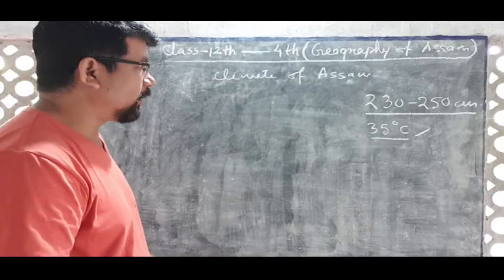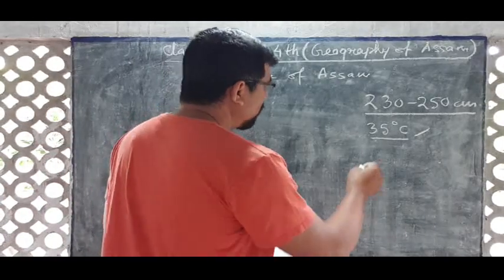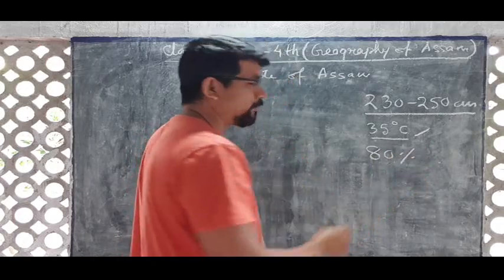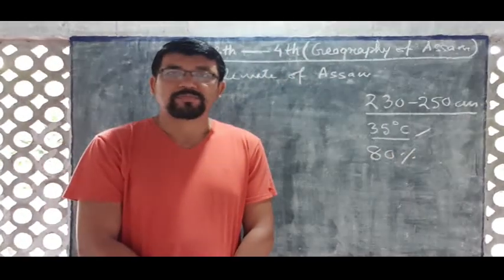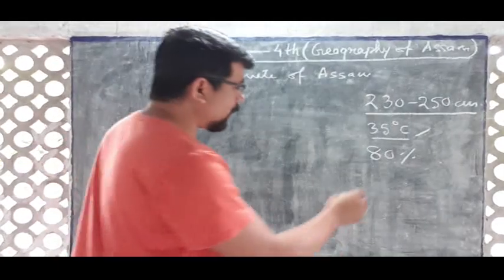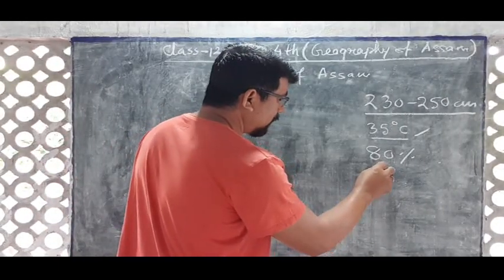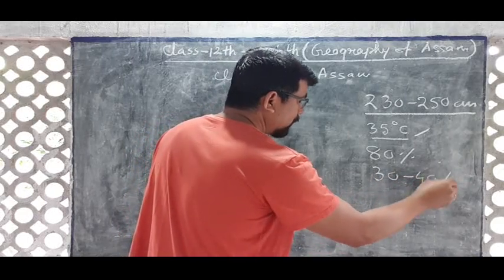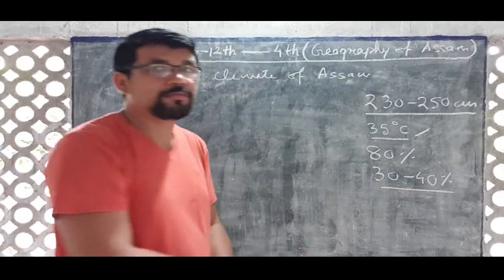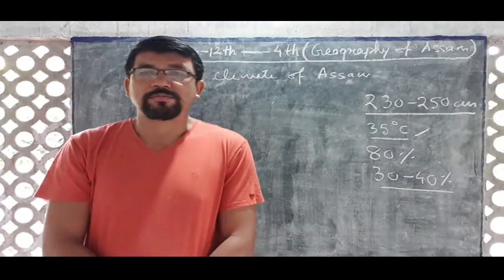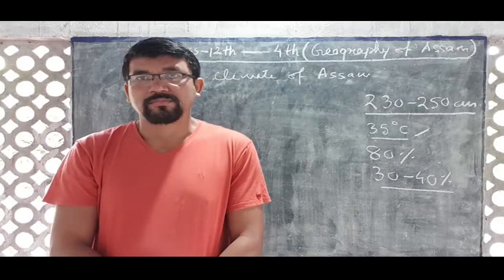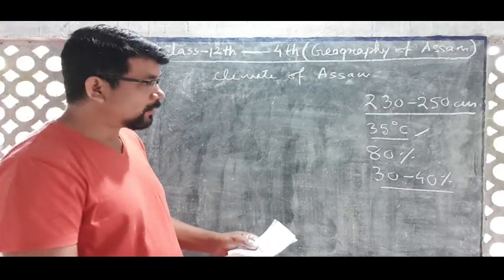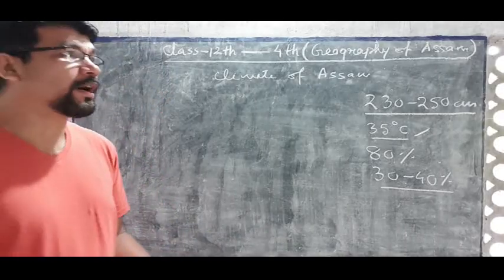And humidity in summer season is 80%. But in winter, only 30 to 40% humidity is found in the environment of Assam. Therefore, rainfall is very less during the winter season.